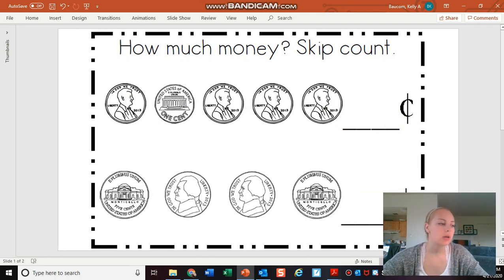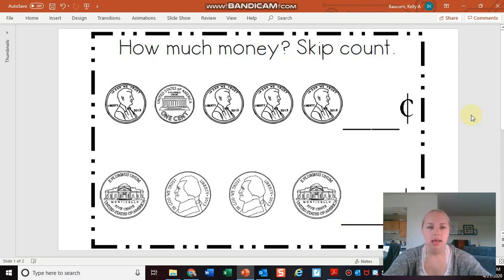So what I need you to do is get out your money booklet from yesterday and flip to the last 2 pages. Your page should look like this: how much money, skip count. And it should have pennies at the top and nickels at the bottom. So go ahead and get that out now. All right. Now that you have gotten out your money booklet, remember, if you need more time to get it out, you can always pause the video with your space bar or with the touchscreen.